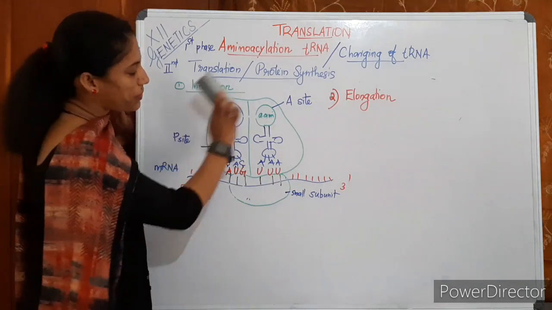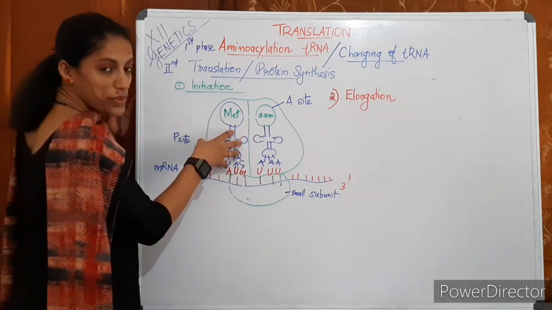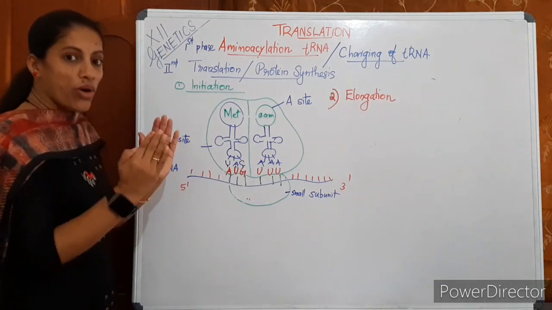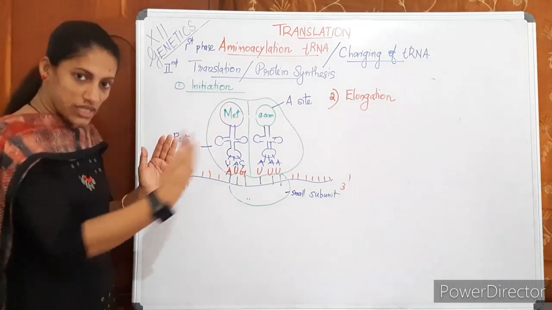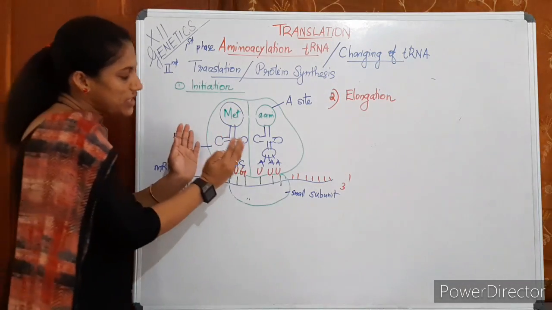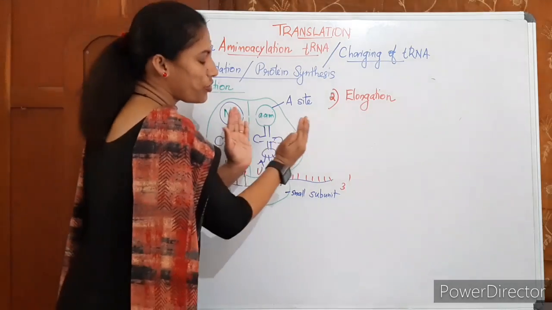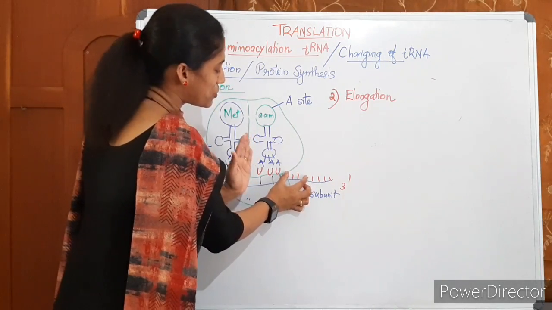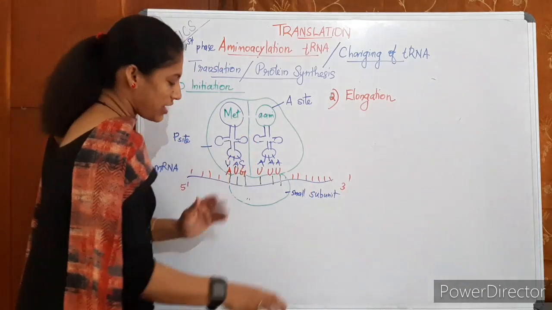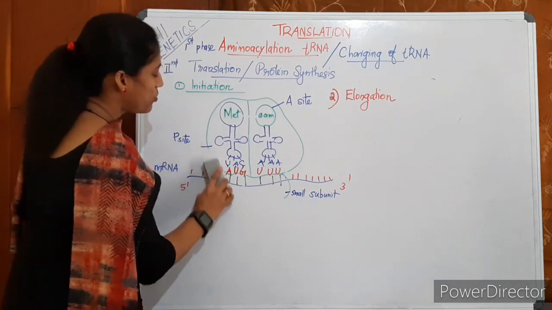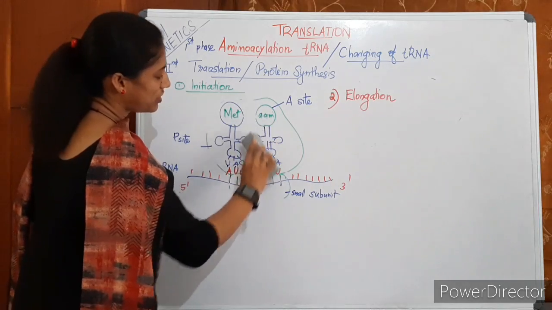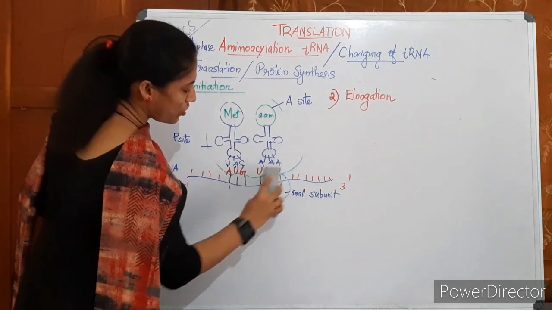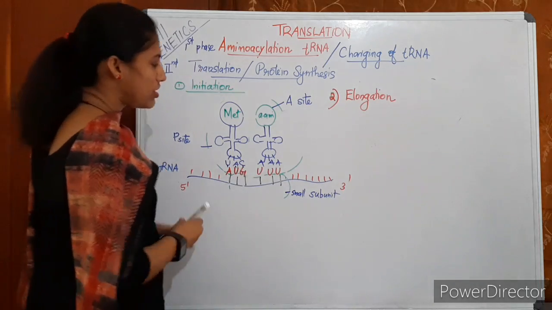Just keep in mind, this is the present condition. P site is occupied, A site is occupied. And the A site should always be empty for receiving the next one. So what happened? This ribosome slightly moves one step ahead so that the new triplet comes to its A site. So I am drawing the movement of the ribosome to the next. Codon to codon it moves. So what happens?